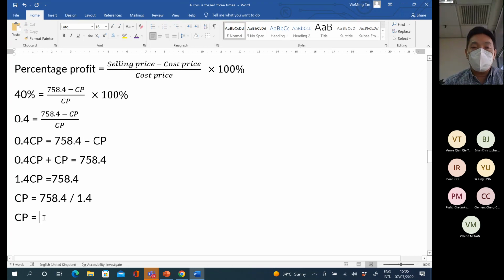So that means for part B, if you apply this formula, we do not need the discount information at all. We only need the selling price and the percentage profit information.